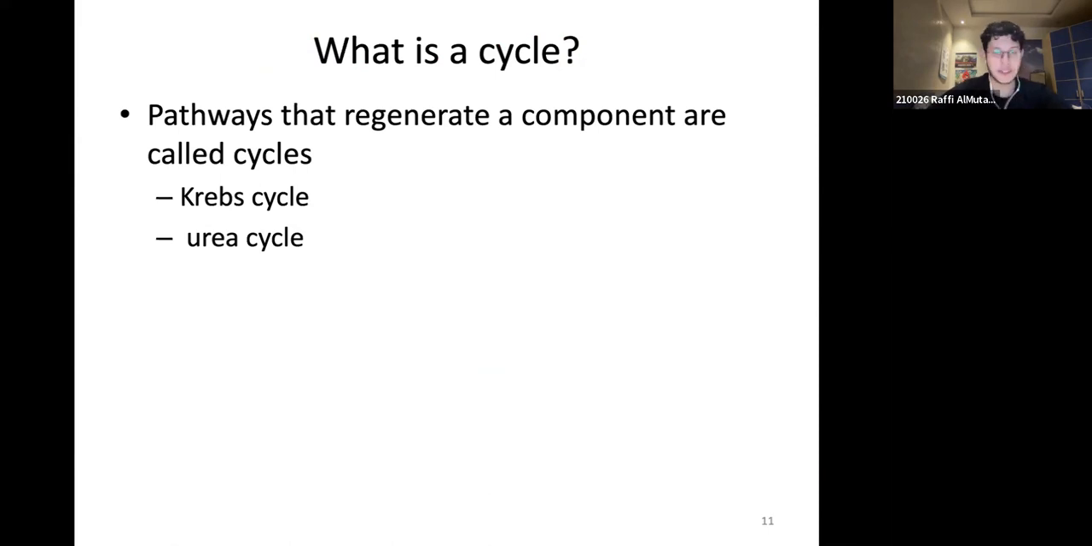So I'm just going to read this slide, to be honest. A cycle, basically, is a pathway that regenerates a component. These are two examples of cycles. In this module, you're going to take the Krebs cycle. In the next module, you will take the urea cycle, inshallah.